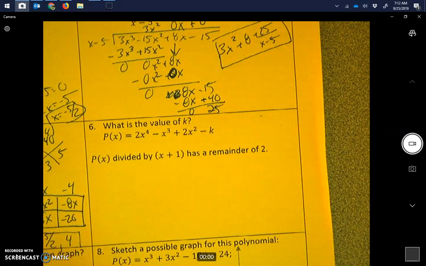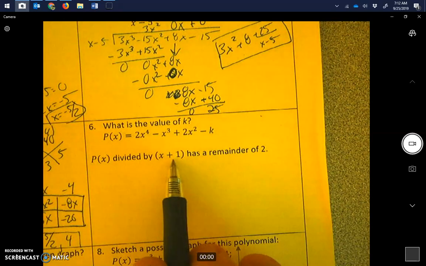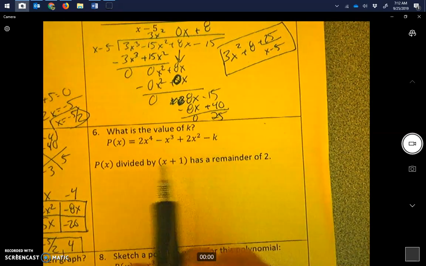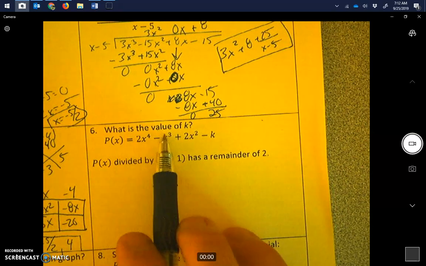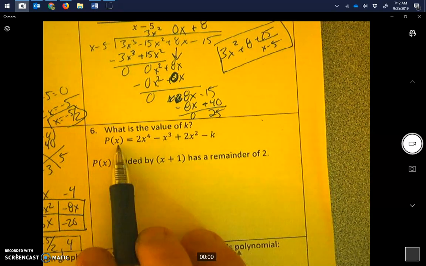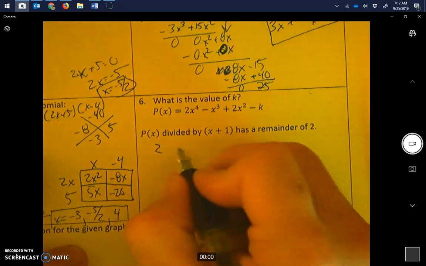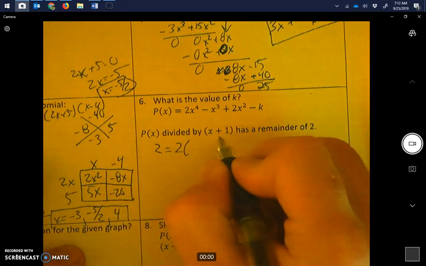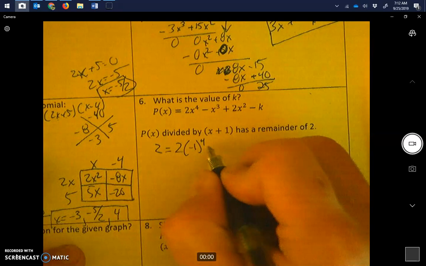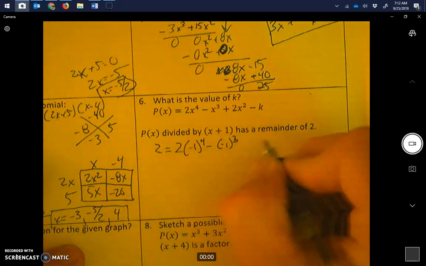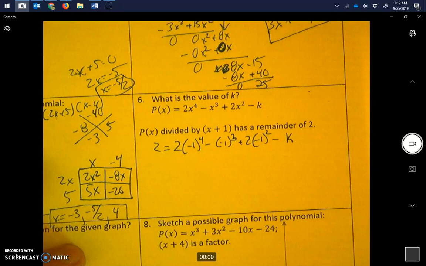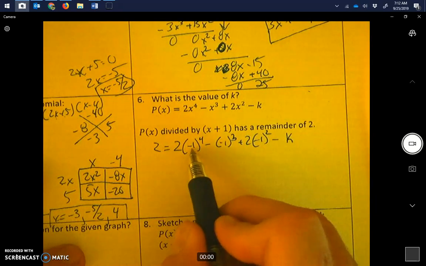Okay, question 6. It's telling us if we divide by x plus 1, we'll have a remainder of 2. So what this means is if we plug in negative 1 for our x, this should equal 2. So we've got to figure out what k is. So we're going to rewrite this question. 2 equals 2 times our negative 1 to the 4 minus negative 1 to the 3 plus 2 times negative 1 squared minus our unknown. Okay, so let's just go through and evaluate all of our exponents.